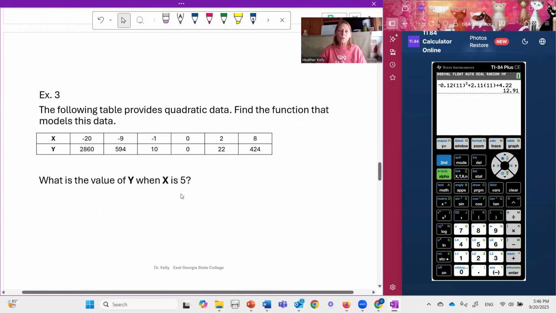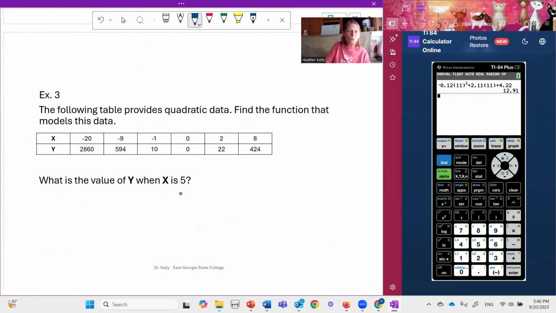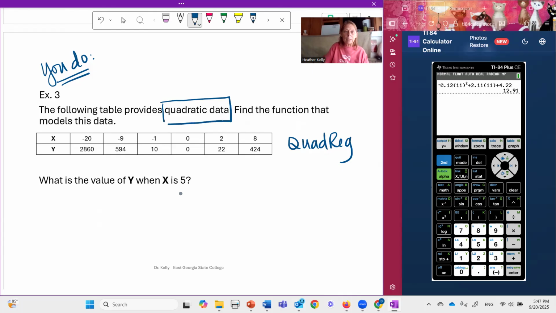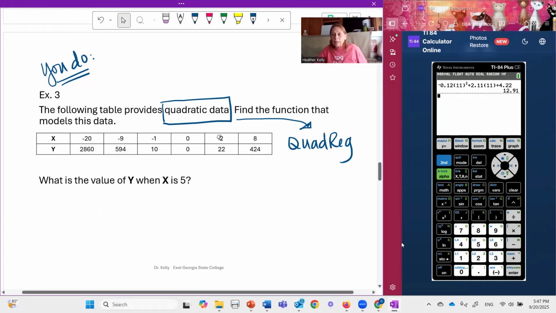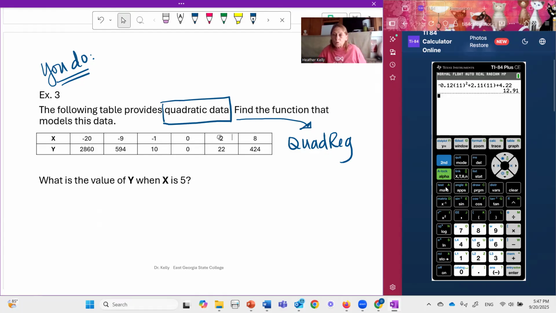So again, this is another quadratic data one. So let's have this be a little you-do for you. Remember, you're going to use quad reg. And we know that because I said it right here. I said quadratic data indicates that. So go ahead and work on that, and I'll work on it here, nice and quietly while you work on yours quietly.